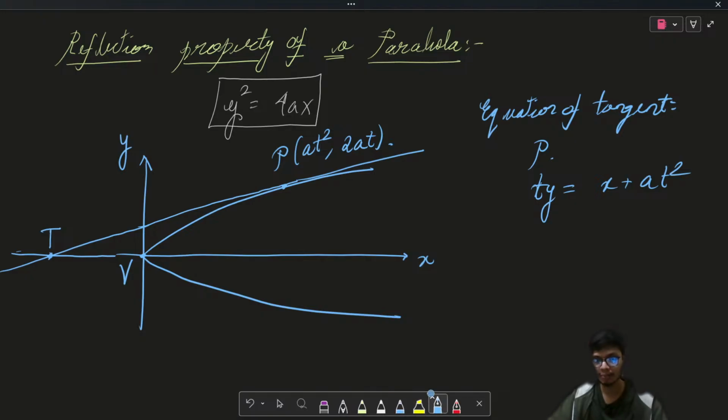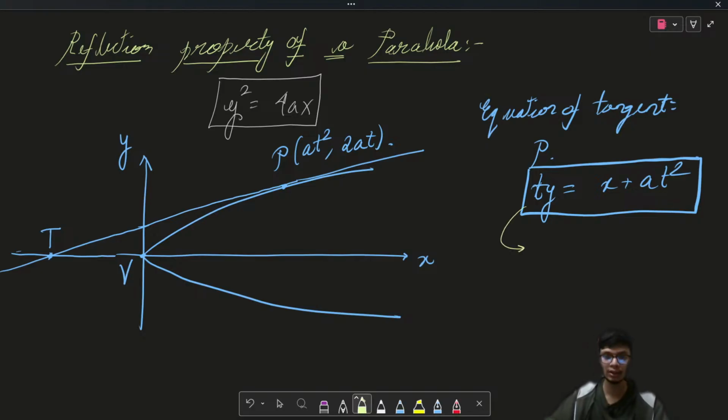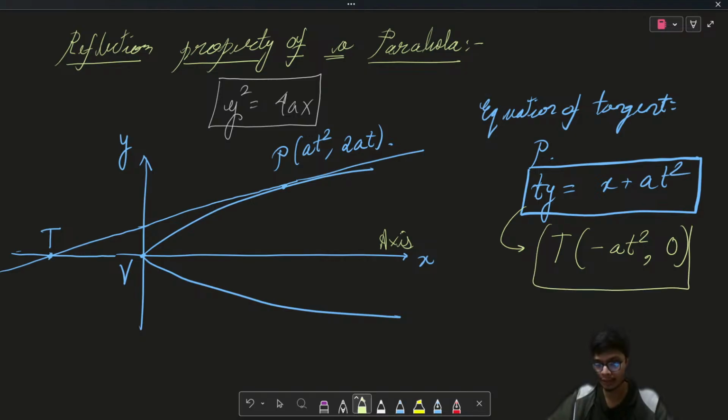So this is the parametric form of the equation of the tangent at any point P, right? Now if I try to resolve the coordinates of point T, because the x-axis is the axis of the parabola, the y coordinate has to be 0. That means the coordinate of T would come out to be (-at², 0). This would be the coordinate of the point where the tangent meets the axis of the parabola.